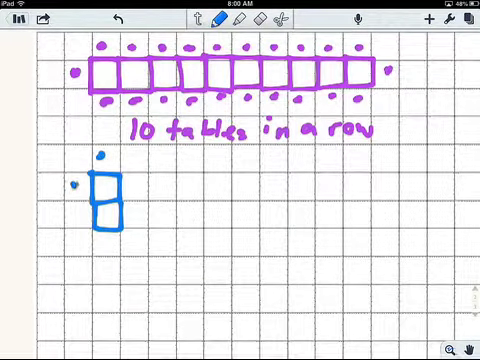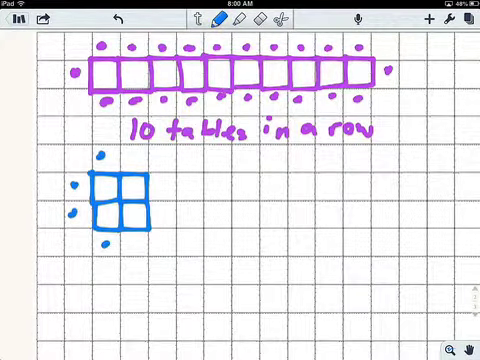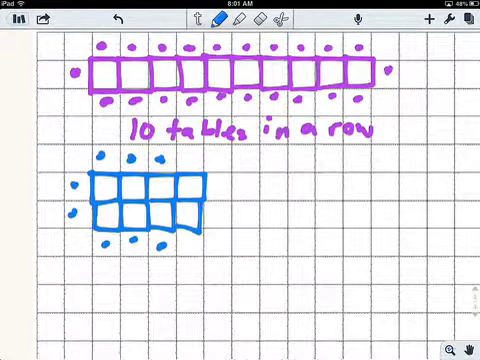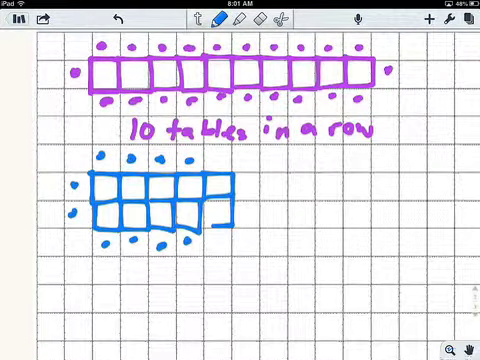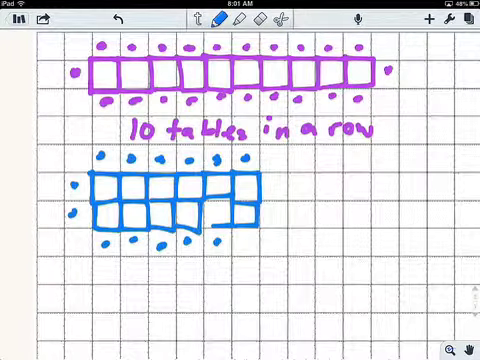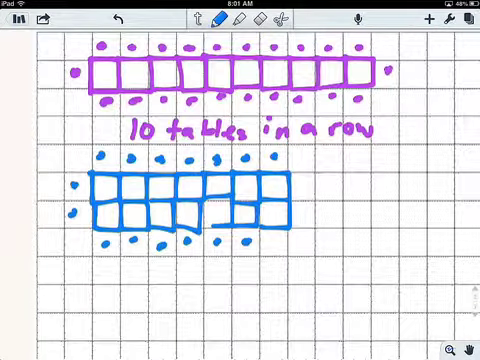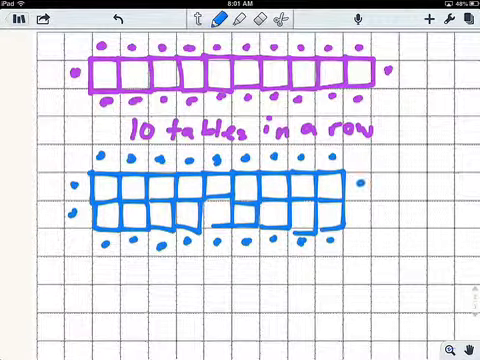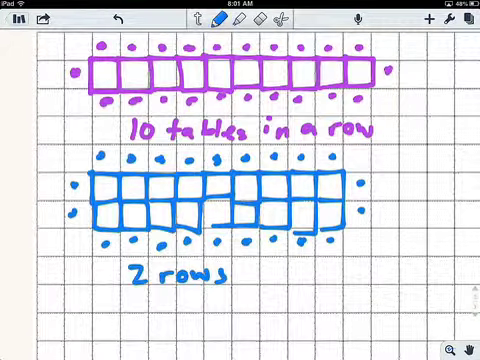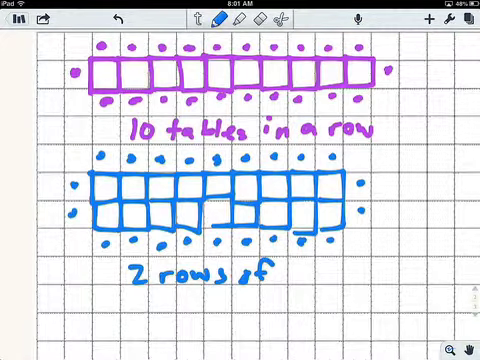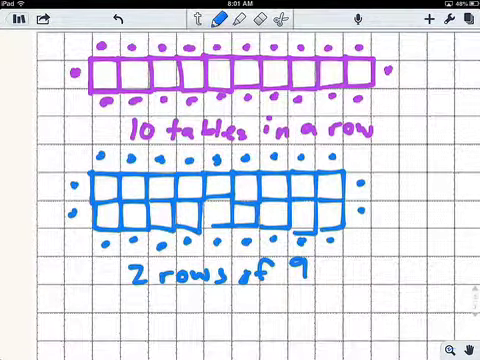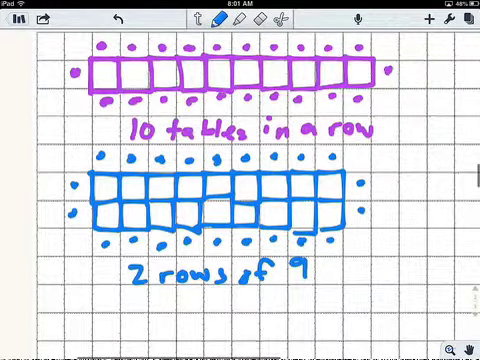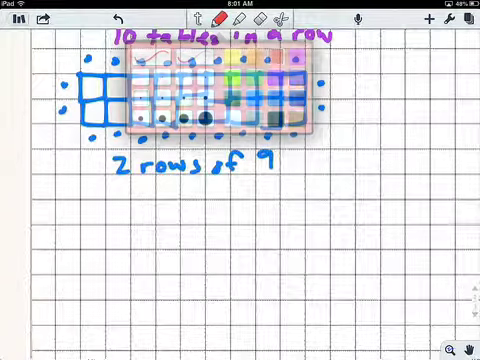I've got 1, 2, 3, 4 kids. And then I make a second column, 5, 6, 7, 8, 9, 10, 11, 12, 13, 14, 15, 16, 17, 18, 19, 20, 21, 22. So that's 2 rows of 1, 2, 3, 4, 5, 6, 7, 8, 9. 2 rows of 9 tables, 22 kids. And so I'm noticing a pattern. One row was 10 tables in a row. 2 rows was 9 tables in a row. I think maybe 3 rows is going to be 8 tables in a row.